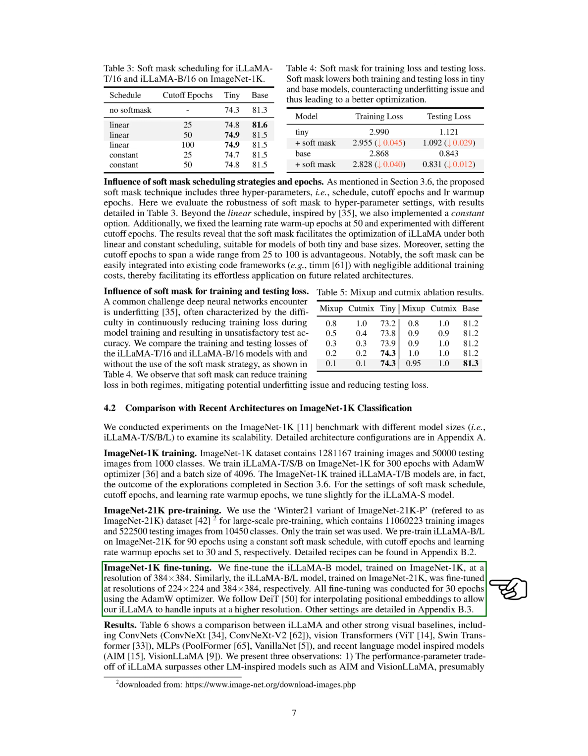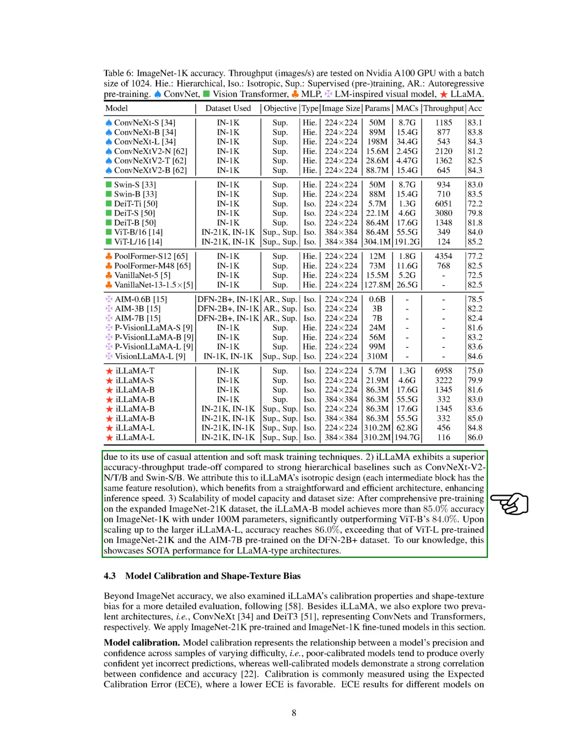In terms of results, we compared LLaMA with other strong visual baselines on ImageNet 1K classification. Our observations are as follows. 1. LLaMA demonstrates a better performance-parameter trade-off compared to other language model-inspired models like AIM and Vision LLaMA, likely due to its use of causal attention and soft mask training techniques. 2. LLaMA shows a superior accuracy-throughput trade-off compared to hierarchical baselines such as ConvNeXt V2 and Swin, thanks to its isotropic design that benefits from a simple and efficient architecture, enhancing inference speed.